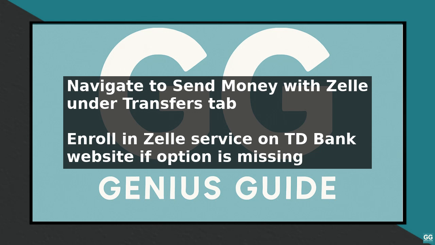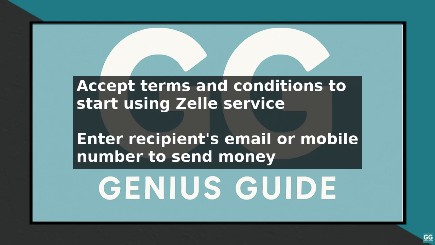You will be asked to accept the terms and conditions. Then you can start using the service. To send money, enter the recipient's email address or mobile phone number, the amount you want to send, and add a memo if needed. To receive money, ensure your email address or mobile phone number is registered with Zelle.